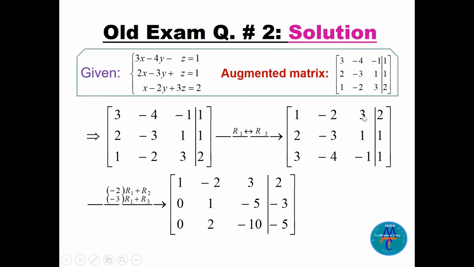Minus 2 with the 3 will be minus 6. Plus 1 will be minus 5. Minus 2 and 2 will be minus 4. With the 1 is minus 3. The same I can do for minus 3 multiplied by row 1. Add to row 3. We will get 0, 2, minus 10, minus 5.